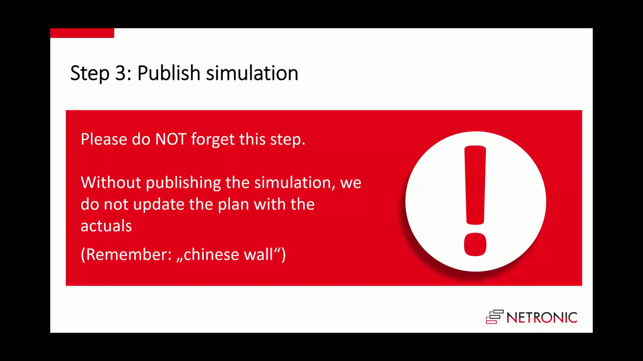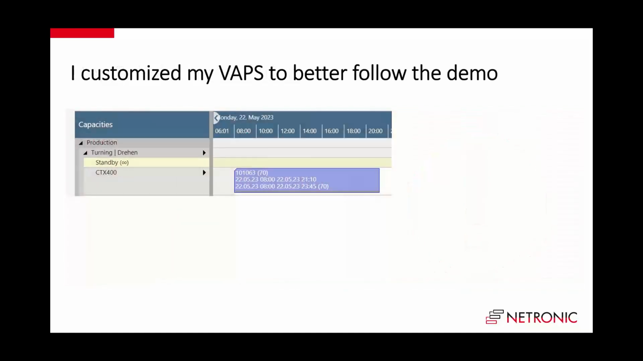Without this, capacity ledger entries are capacity ledger, routing lines are routing lines. Only if you publish, then we will write back the information from the capacity ledger entries into the routing lines for those production orders where you have postings.